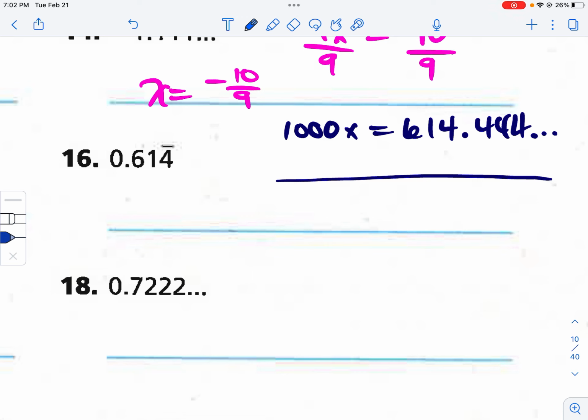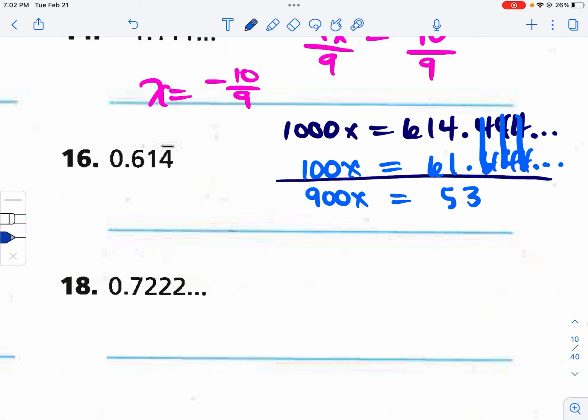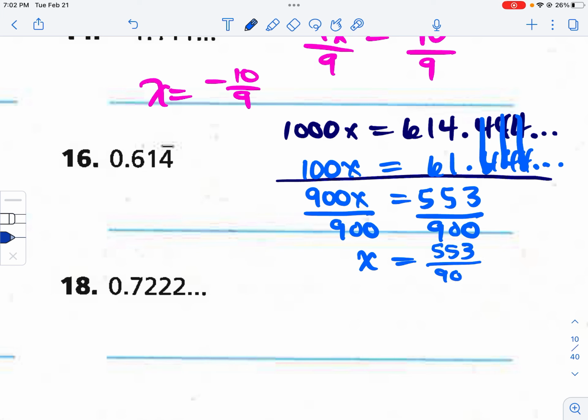I want to multiply it by 100. I would get, let's see, 61.444. See, when I move that, these now cancel out and there's no more decimal. That's the whole point. So when I subtract this, I would get 900x equals, that's a 3, that's a 5, that's a 553. So when I divide, and that I think is just going to be that number, 553 over 900.